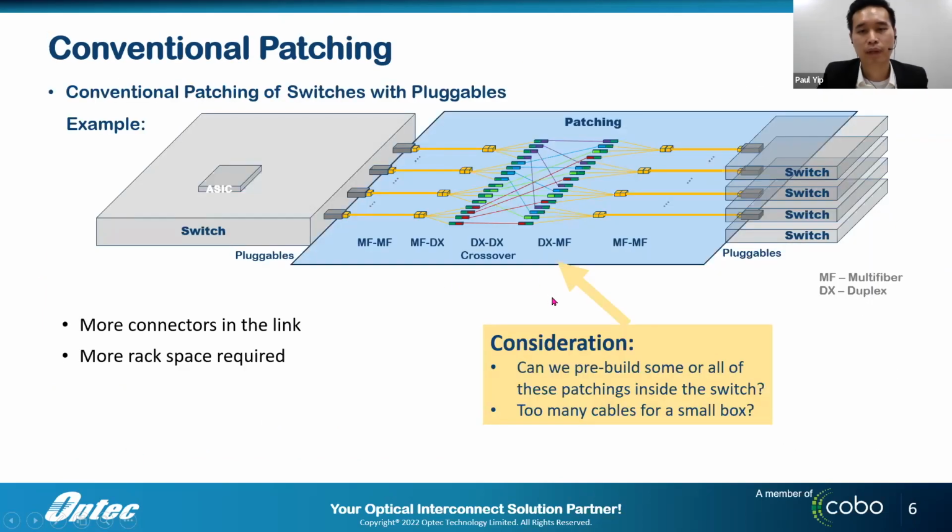With conventional patching, we can see this is just an example of using a multi-fiber connector, breaking out into LC or duplex connectors, then doing a little bit of a crossover, patching them together again, and going back into an MPO to the next level switch. From this, we can see there are several layers of connectors in the optical link. That's the optical penalty that we need to build into the link.